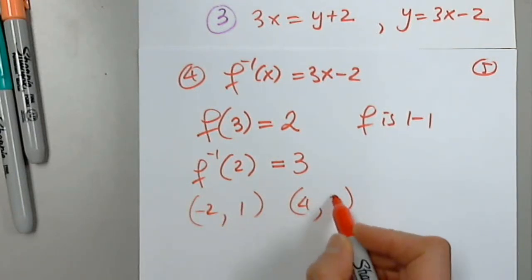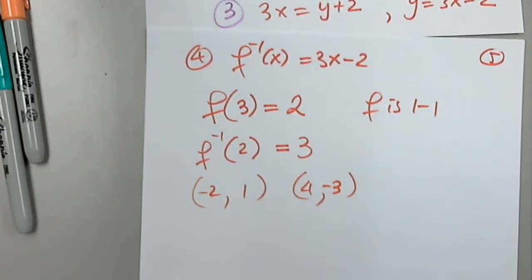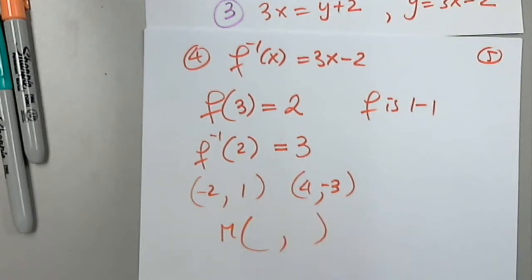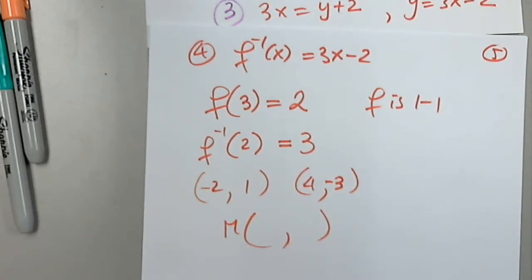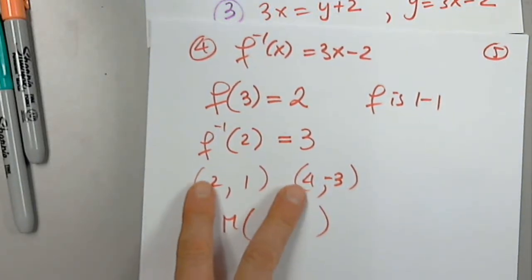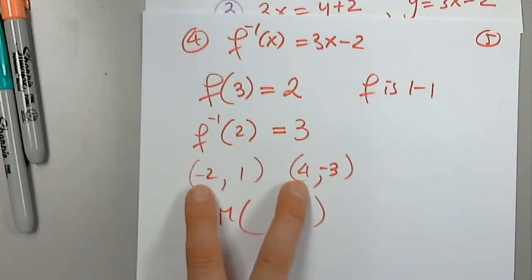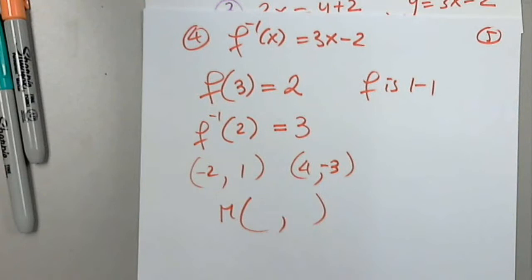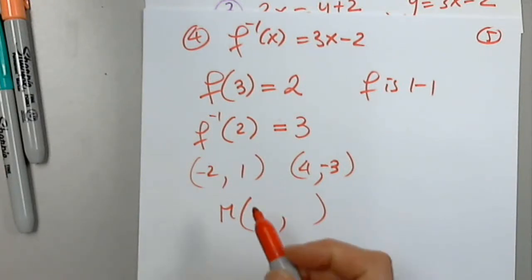-2, 1, 4, -3. The midpoint. Sum of x's divided by 2. Please add them up. 1. Yes, so when you add them up, you get 2. 2 divided by 2 is 1.